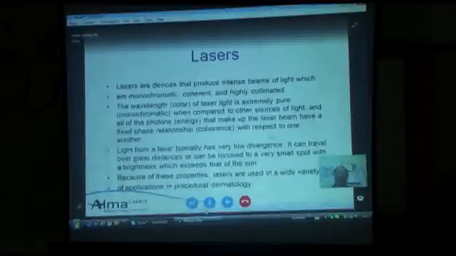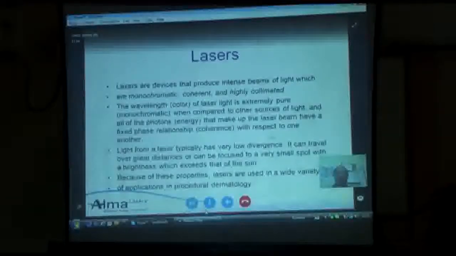So lasers are devices that produce intense beams of light which are monochromatic, coherent, and highly collimated. The wavelength is the color of laser light, which is extremely pure when compared to other sources of light, and all the photon energy that makes up the laser beam has a fixed phase relationship with respect to one another. Light from a laser typically has very low divergence. Because of these properties, lasers are used in a wide variety of applications in procedural dermatology.